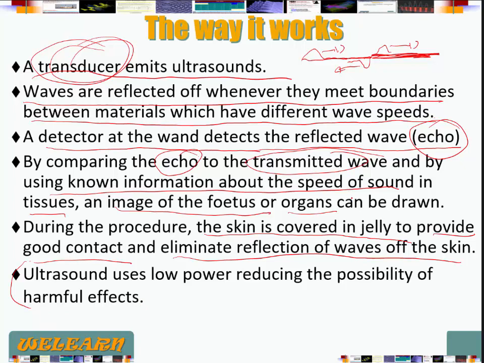So the whole key of ultrasounds is sending ultrasounds with a transducer, detecting the echo or the reflected waves that occur whenever different tissues are met, and then knowing the speed of sound, the speed of the ultrasound in various tissues. By using all of that information, the computers can construct an image of the object being observed, the fetus or the organs.